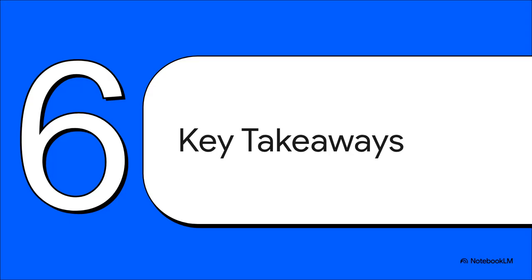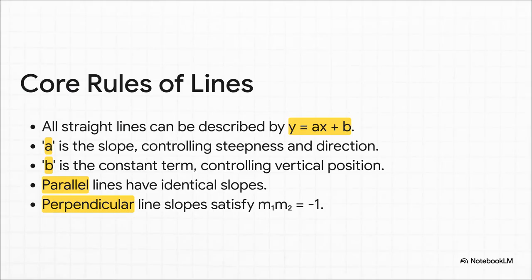All right, that was a lot to cover, so let's wrap this up. What are the key takeaways? Okay, here's the bottom line. First, every single straight line can be described by that one simple equation, y = ax + b. Second, a is the slope, your steepness and direction control. Third, b is the y-intercept. It just slides the line up and down.